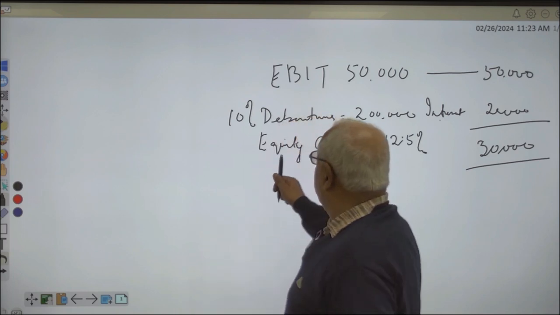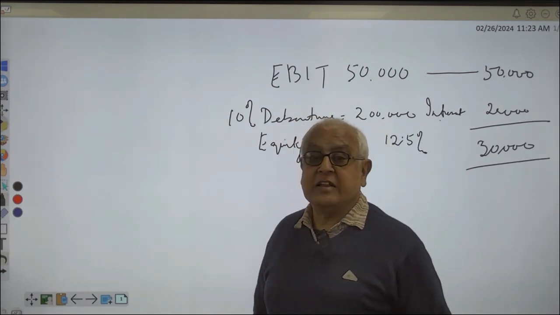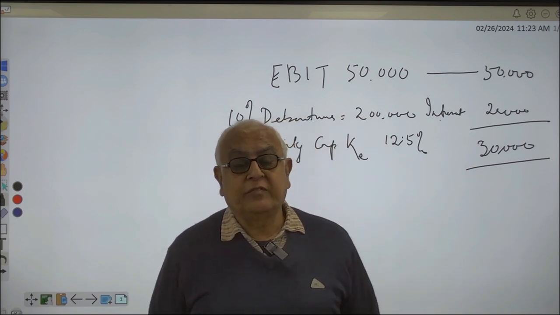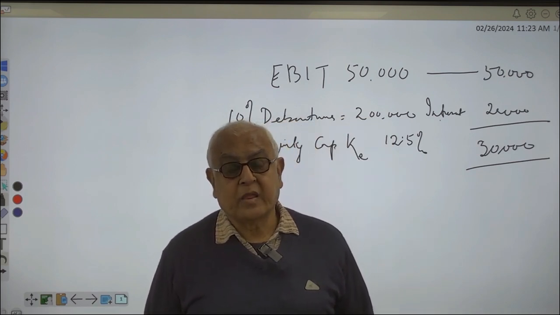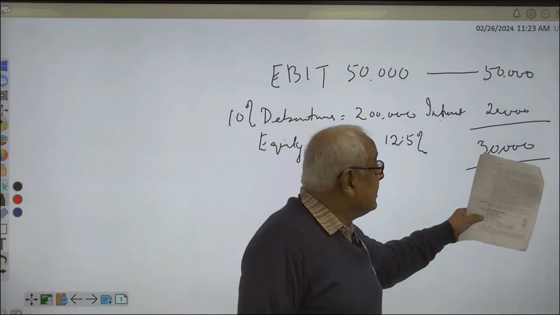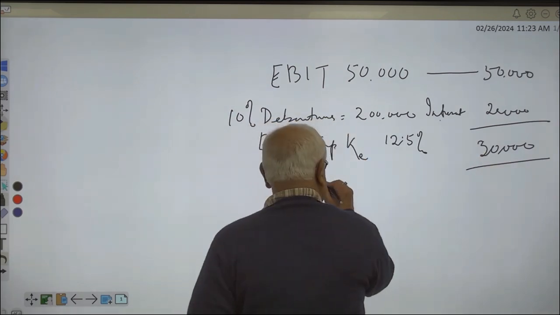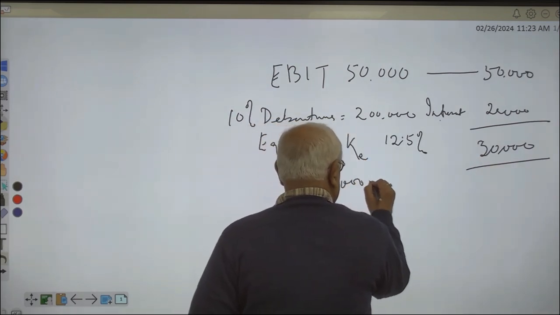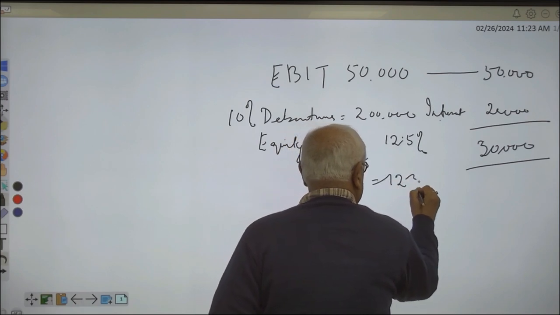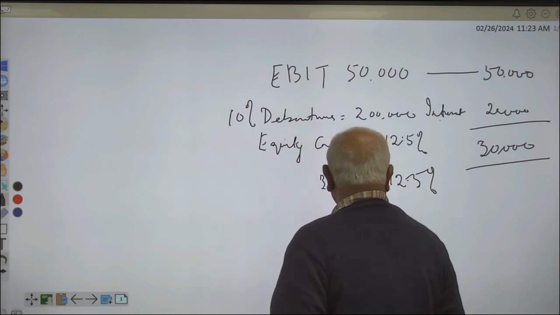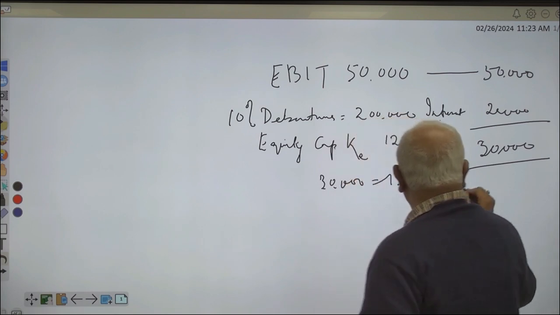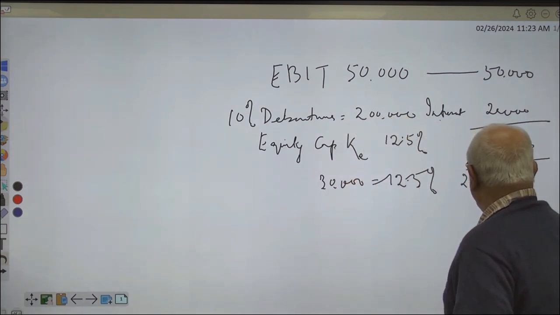And the capitalization rate is how much? 12.5%. That means 30,000 is equal to 12.5%. So 100% will be equal to 2,40,000.